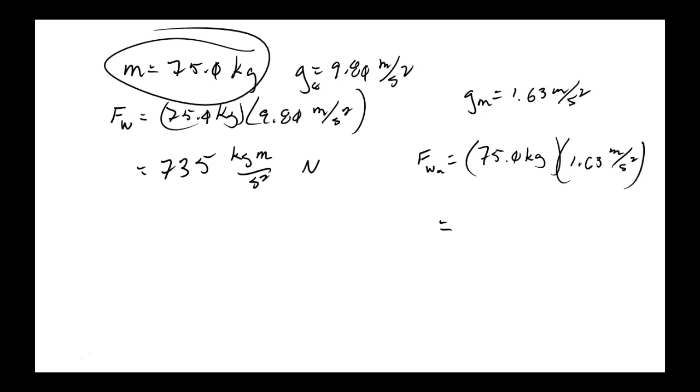It's 1.63. What's the answer? Too many digits there. That's it, because the 2 is less than 5. Okay. 122. What unit? Kilogram meters per second squared, or newtons. Okay, 122 newtons.